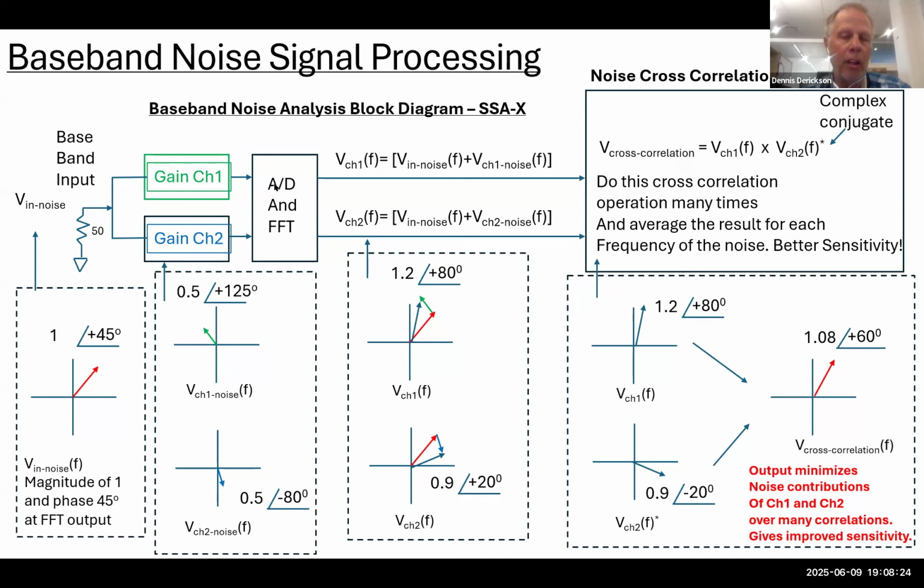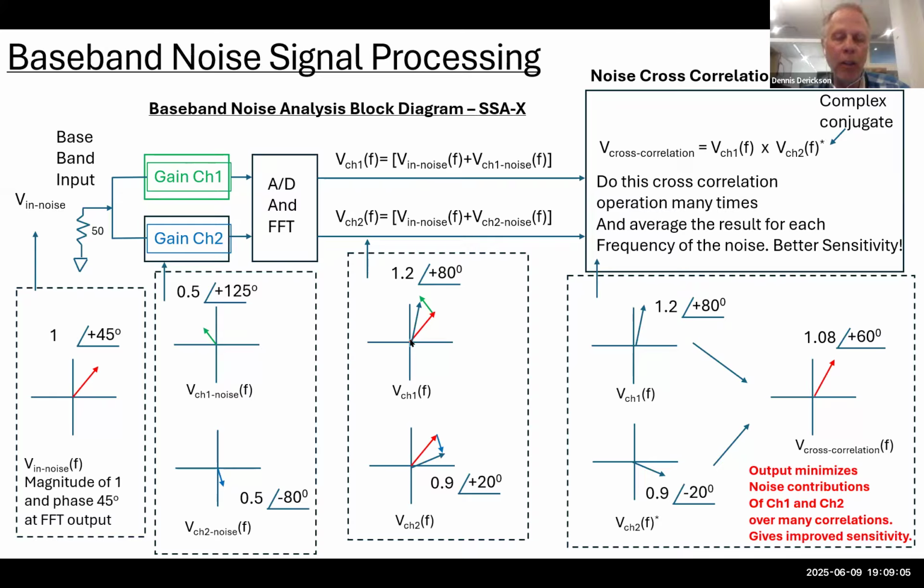So we go into this analog to digital converter and an FFT operation. The output of that is going to be different frequencies off each channel because we did a Fourier transform. Then we'll have the input noise from the 50 ohm resistor at some frequency, plus the channel 1 noise. On the other channel, we're going to have the input noise plus channel 2 noise at a particular frequency. We do the FFT, and we're going to have magnitude and phase that come out of this FFT.